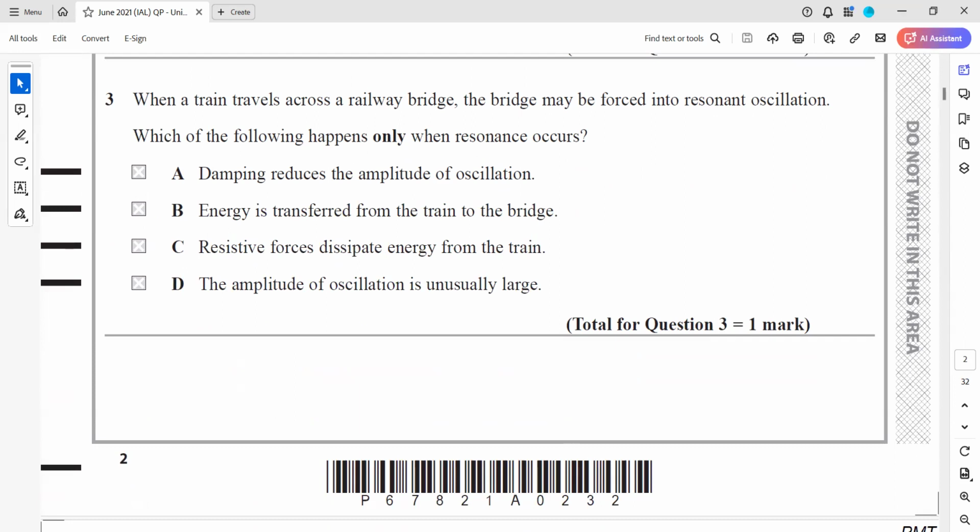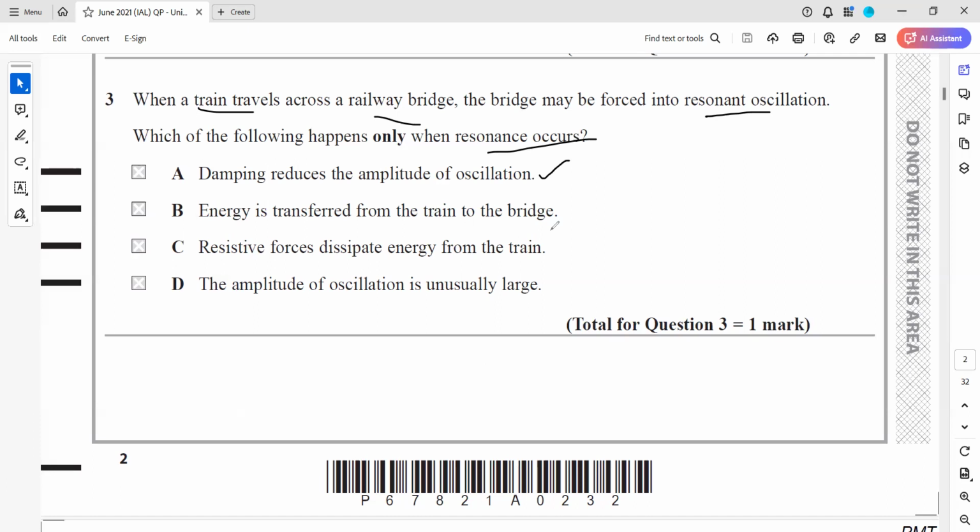In question 3, when a train travels across a railway bridge, the bridge may be forced into a resonant oscillation. Which of the following would happen only when resonance occurs? Resonance means when one object forces another object to vibrate, we call that resonance. And damping reduces the amplitude of oscillation. That is a true statement, but not about resonance. Damping reduces the amplitude of oscillation, but it's not explaining the idea.